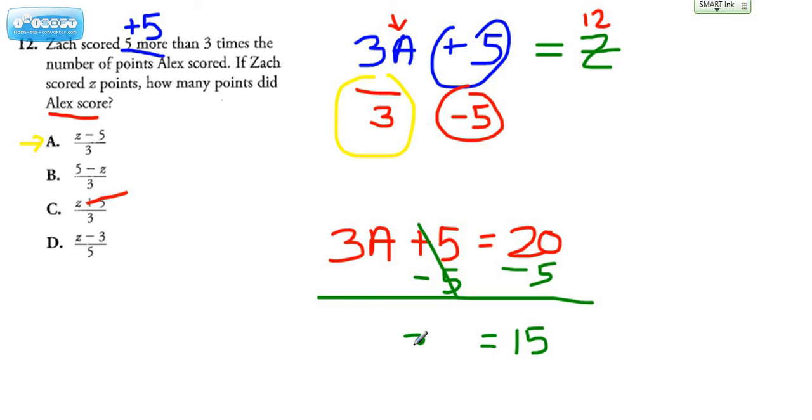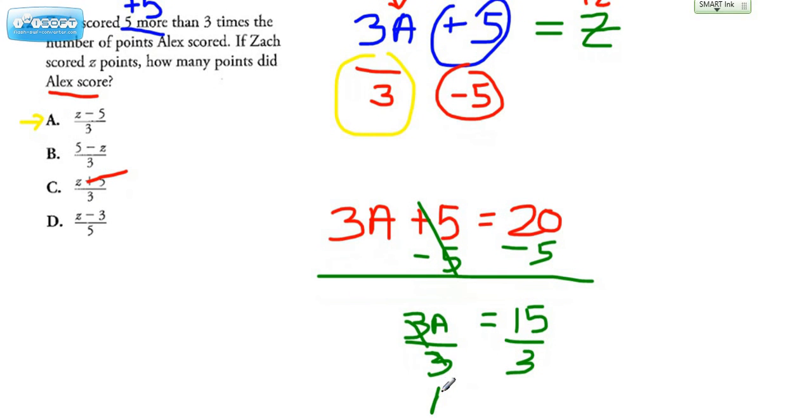We'd bring down the 3a. We would divide by 3. This would cancel out. We'd get the a, and then for Alex we'd get 5. Now we just divided by 3 and subtracted 5. So we did the inverse operations when we solved the equation.